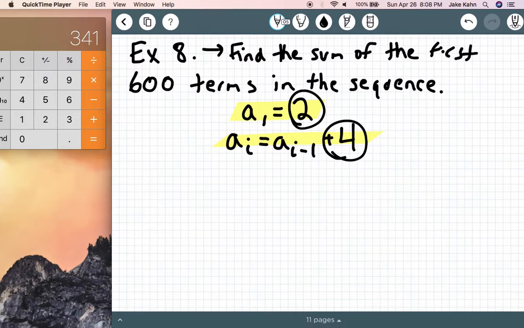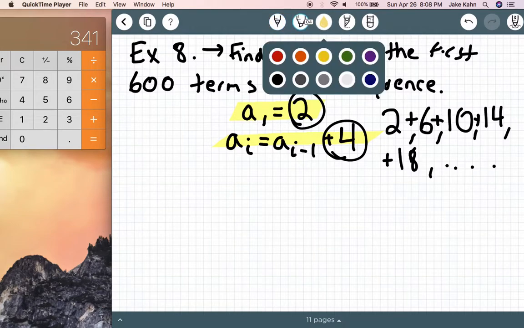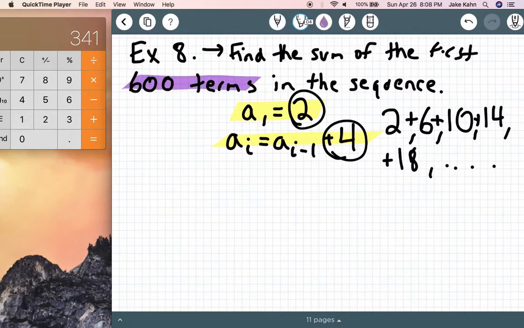So if we were writing the list of numbers, even though it looks confusing right now, all this represents is 2, 6, 10, 14, 18, and so on. We're going to be adding all of these numbers together. How many numbers are we adding together? We're actually adding, I know it sounds crazy, 600 of them together. Our number is going to be super big. How do we do this?